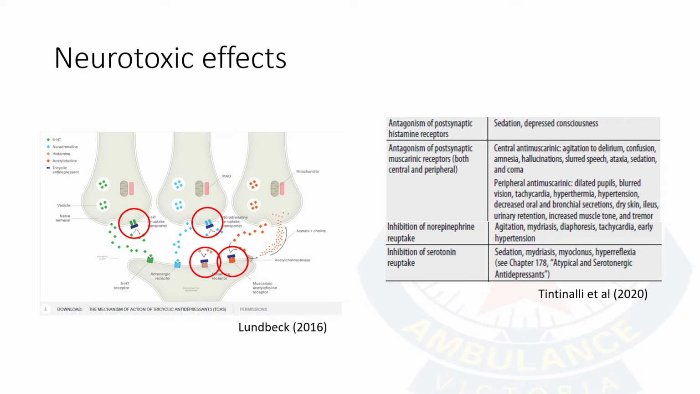Blocking the reuptake transporters results in more serotonin and noradrenaline within the synapse, resulting in increased postsynaptic activation. This results in raising the resting membrane potential of the neuron, which increases the chance of neuronal excitation. Increasing neuronal excitation can lead to seizure activity.